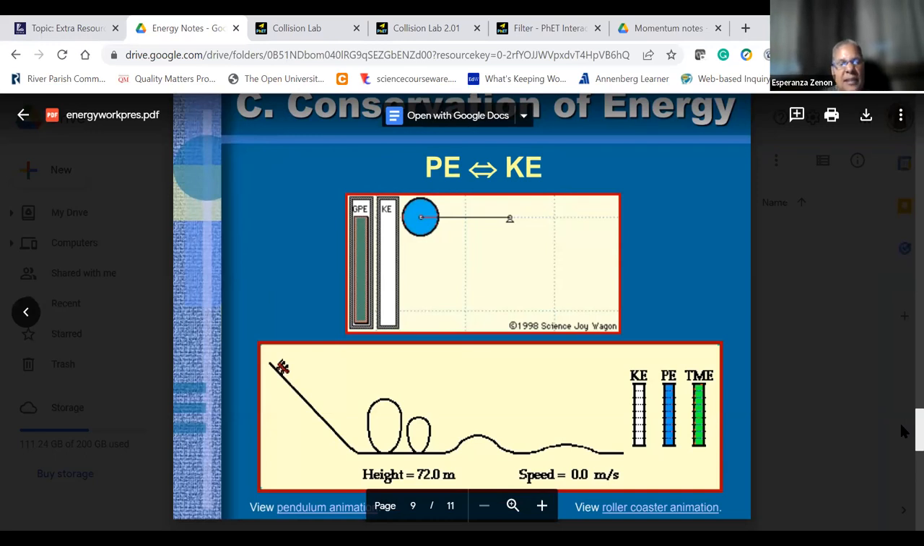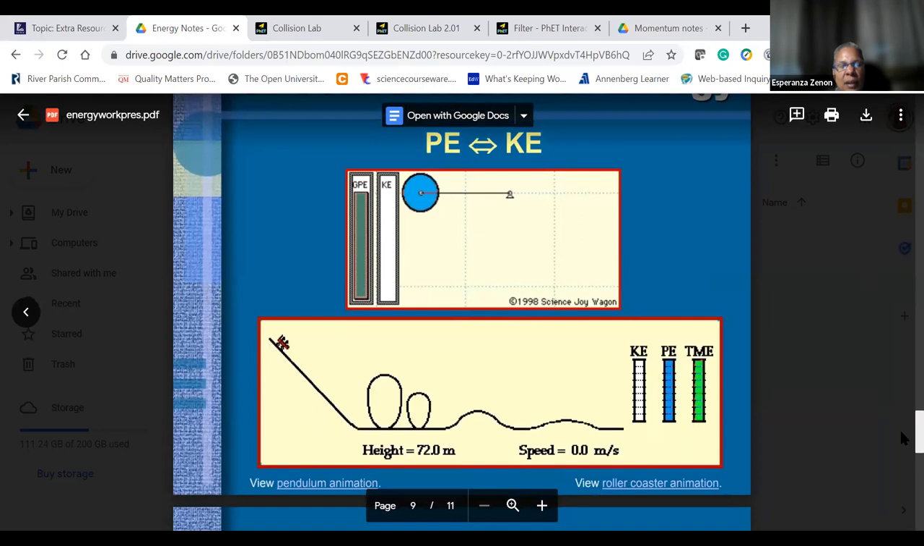Another example of a system where mechanical energy is exchanged and conserved is a gravity-driven roller coaster. If you pretend there's no friction involved, then the total energy in that system is always going to be conserved. I'll show you some simulators that utilize that here shortly.